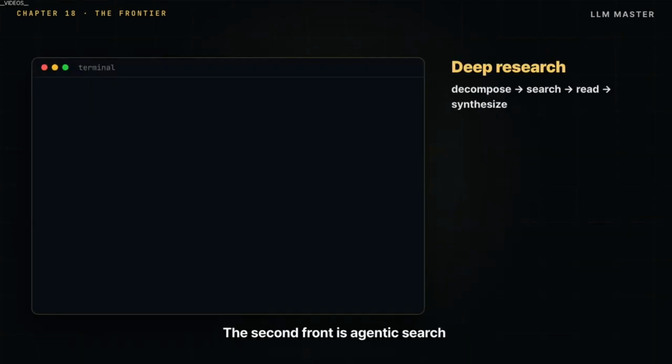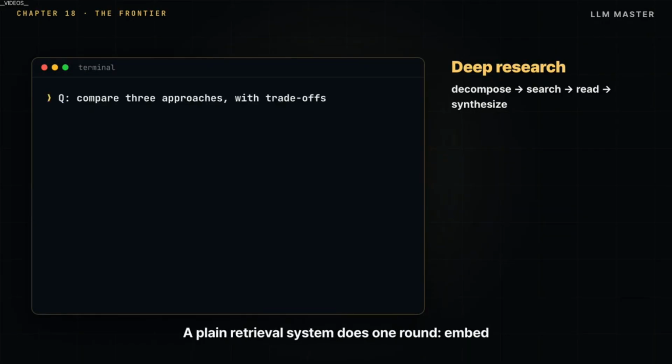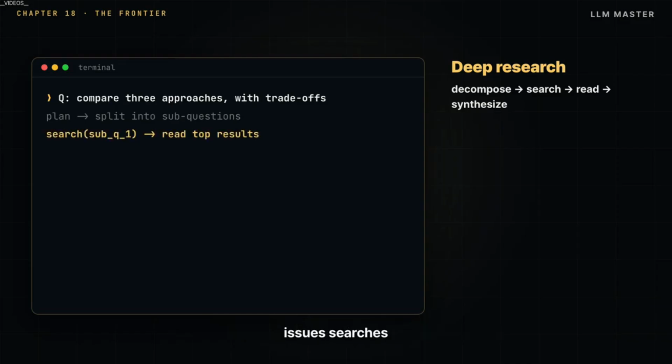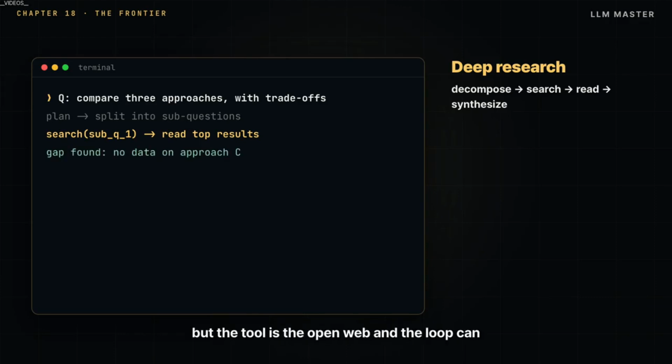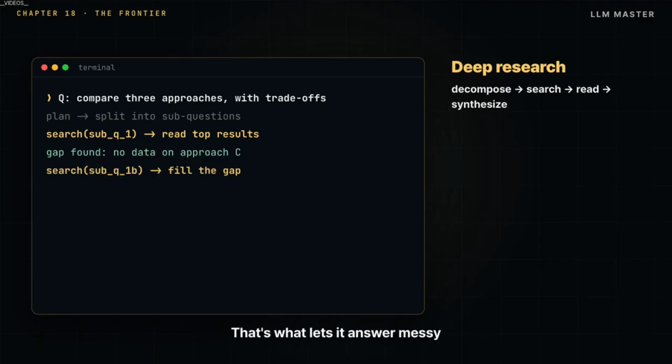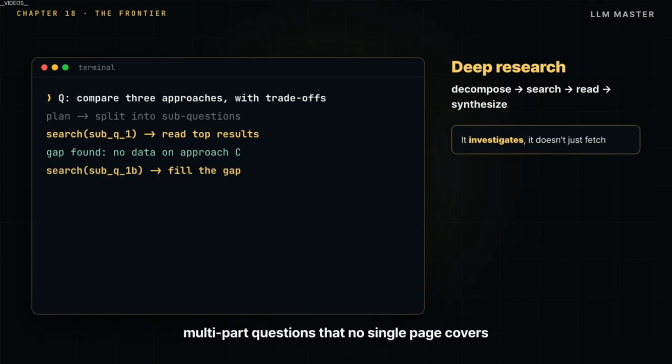The second front is agentic search, and its flagship form is deep research. A plain retrieval system does one round: embed the query, pull some chunks, answer. A deep research agent instead runs an investigation. It decomposes your question into sub-questions, issues searches, reads what comes back, notices gaps, searches again to fill them, and only then writes up a synthesis with citations. It's the tool loop again, but the tool is the open web and the loop can run for many iterations. That's what lets it answer messy, multi-part questions that no single page covers.